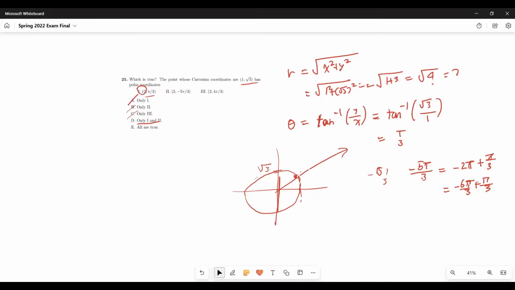So let's look at the next one. 2 comma 4 pi over 3. So 4 pi over 3 is the same as pi over 3 plus pi, which is in the third quadrant, which is not in the same quadrant, and the point has to be in the first quadrant, so 3 is not right. So that means option D is the right answer. So we're done.